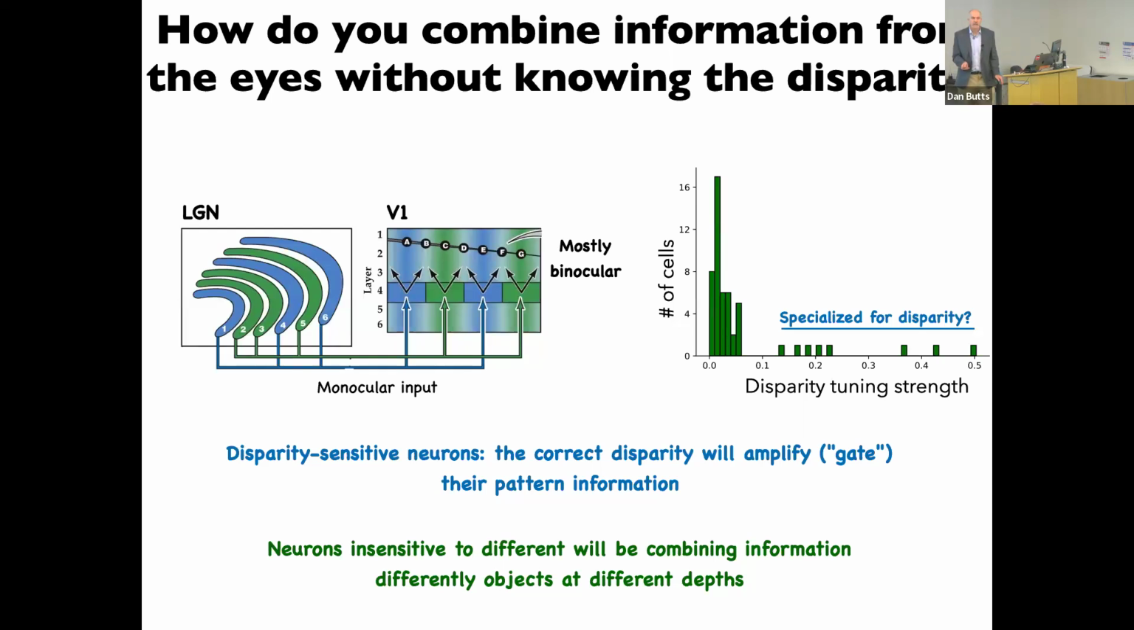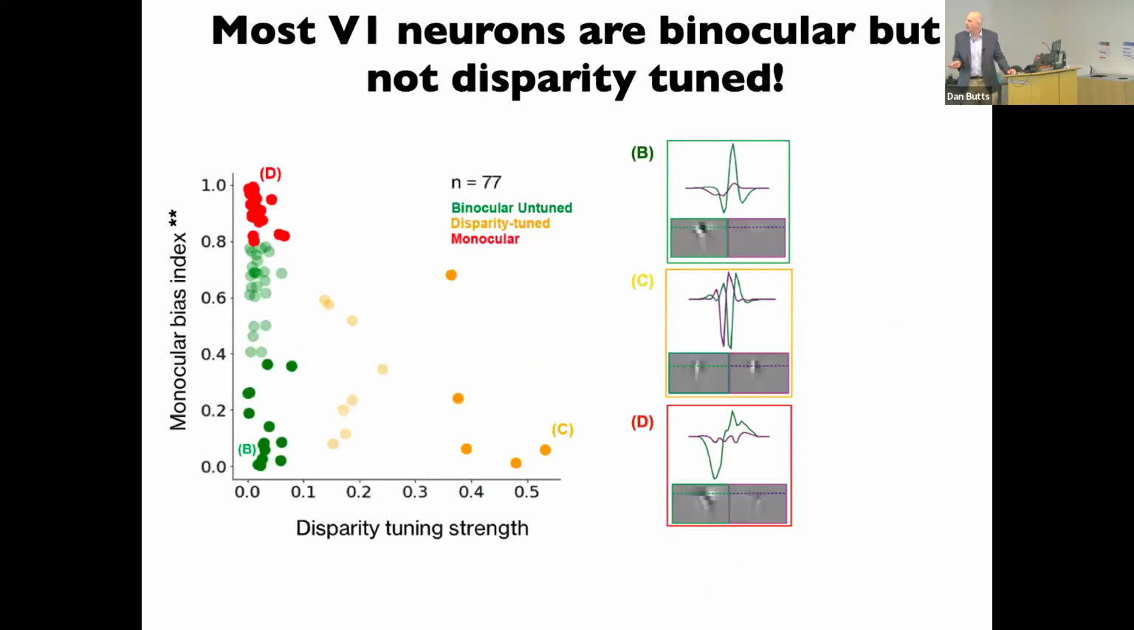And this is really hard to imagine because of what I said at the beginning, which is that if you don't gate by disparity, then how could the response to the two images in both eyes make any sense? But what we did is we went back to these old neurons and looked at not just their disparity tuning, but also their monocular bias index.